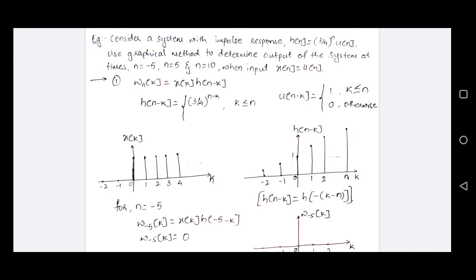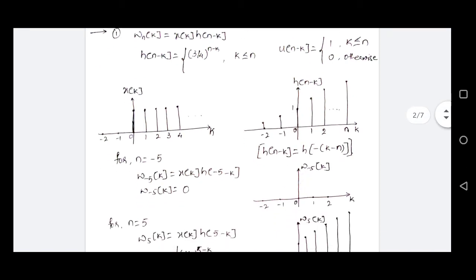Now for n equals -5, the intermediate signal can be written as w of -5 of k equals x of k times h of -5 minus k. If n is -5, then h of n minus k will be on the left side. The sequence h of n minus k will be defined between minus infinity and -5 only. Non-zero samples will be between minus infinity and -5 only.